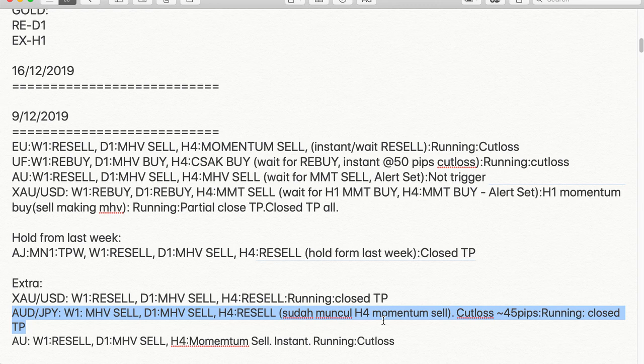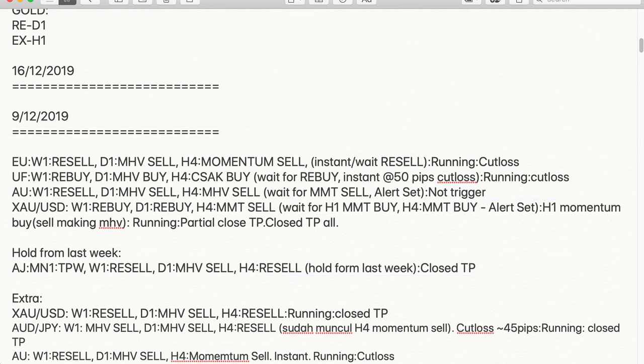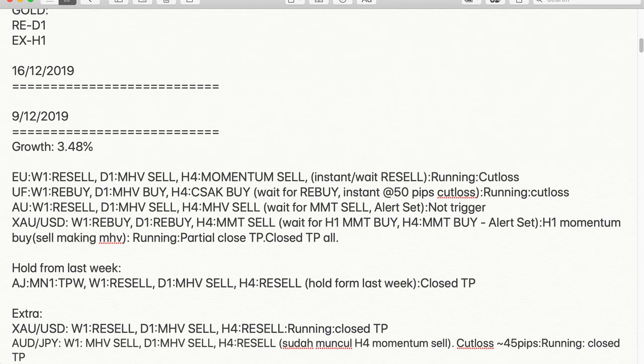Overall, our week was a profitable week. We have growth about 3.84% based on our tracking for last week. So every week I'm gonna put the account growth, 3.48%. Okay, so this is a cumulative growth, 3.48%.